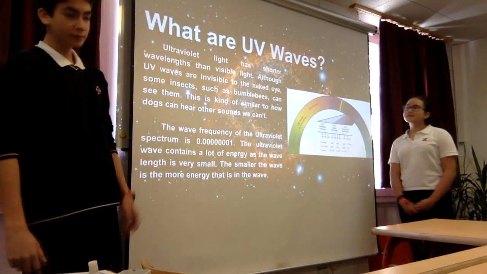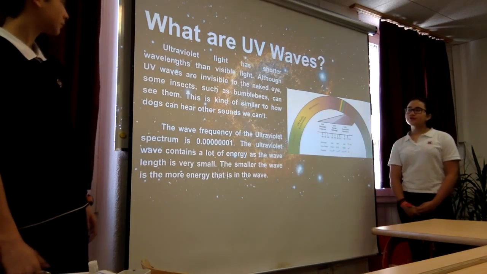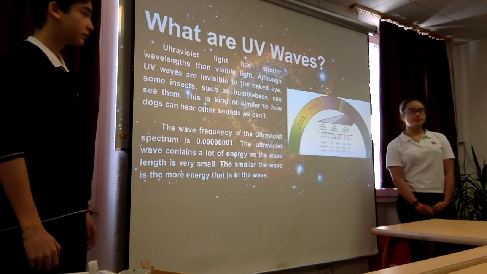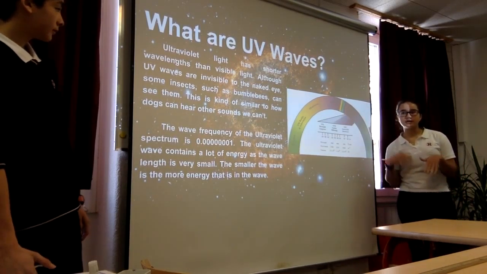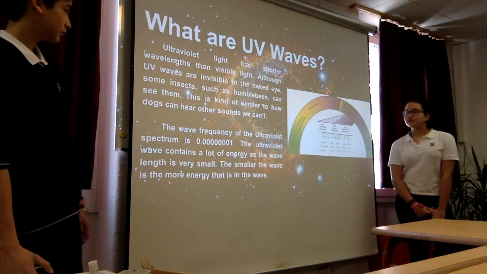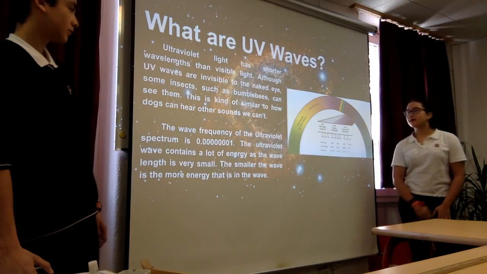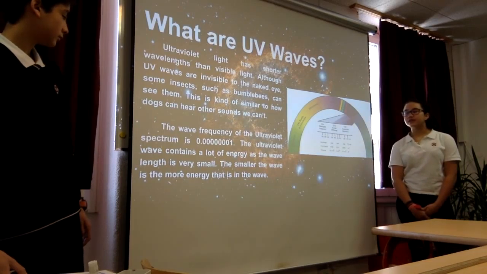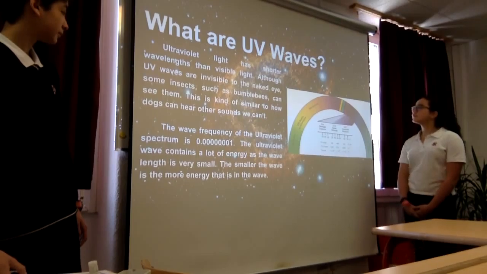What are UV waves? Ultraviolet light has shorter wavelengths than visible light. Although UV waves are invisible to the naked eye, some insects, such as bumblebees, can see them. This is kind of similar to how dogs can hear sounds that we can't. The wave frequency of the ultraviolet spectrum is 0.1 billionth, and the ultraviolet wave contains a lot of energy as the wavelength is very small. The smaller the wave is, the more energy that is in the wave.